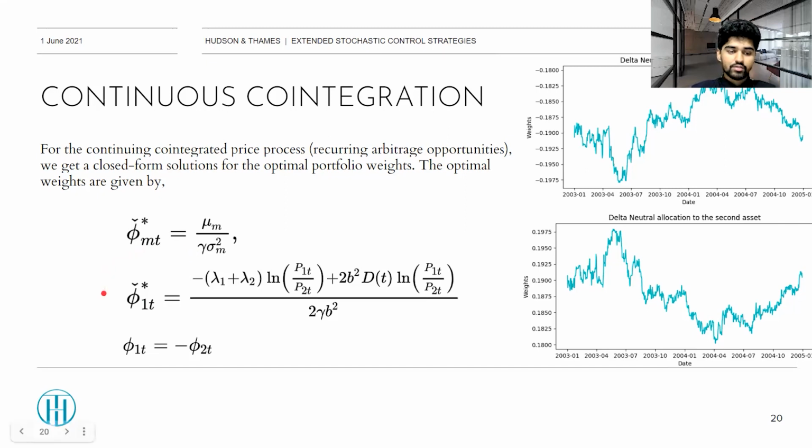The second equation gives us the portfolio weights for the first risky asset. As we assume a delta neutrality condition here, phi 1T is equal to minus phi 2T. So that's the delta neutrality condition. Using that, we can also calculate the portfolio weights for the second asset. On the right hand side, we have plots of the delta neutral portfolio weights for the first and second asset.